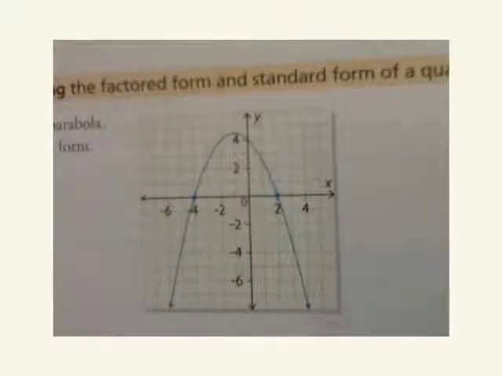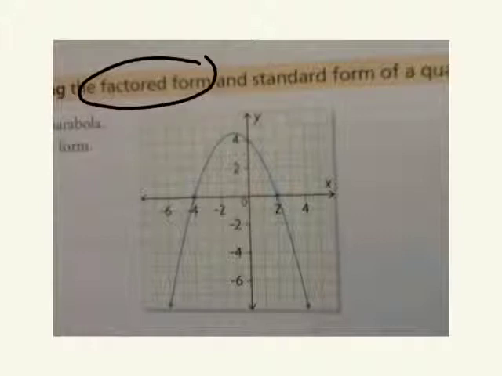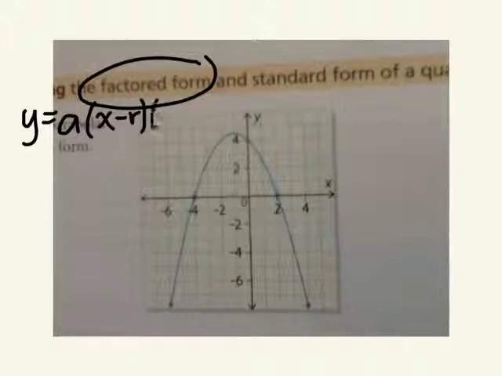We're given a graph of a parabola and we want to put this in standard form. Well, we learned how to put an equation in factored form yesterday, so let's start with that, because now that we know how to expand, we can take the factored form, expand it, and put it in standard form, right? So what is factored form? y equals a bracket x minus r, x minus s.